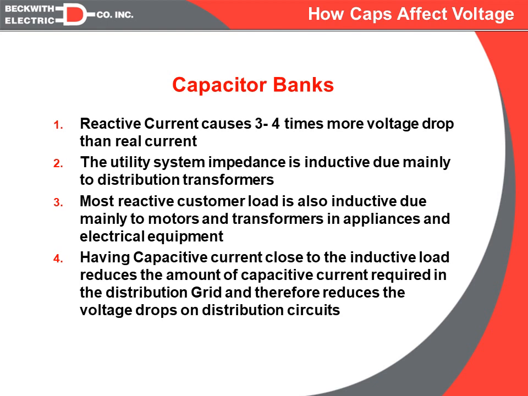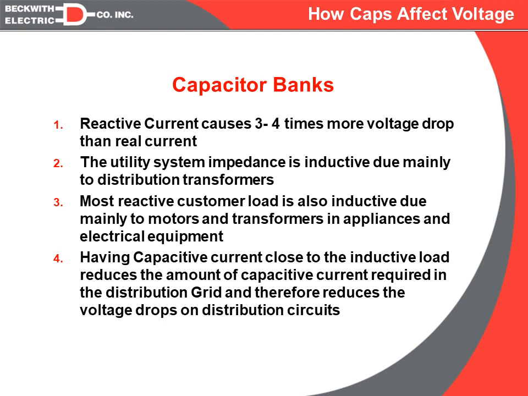So, capacitor banks. Again, reactive current is going to cause 3 to 4 times more voltage drop than real current. So if we can remove the need for reactive current, we can greatly control our voltage drops. The majority of the impedances on the load and on the system are inductive, and therefore we would need capacitive to cancel it out. And the closer we can get that capacitive current to the inductive load requiring it, the less distance that current has to flow, and therefore the less voltage drop that will occur.